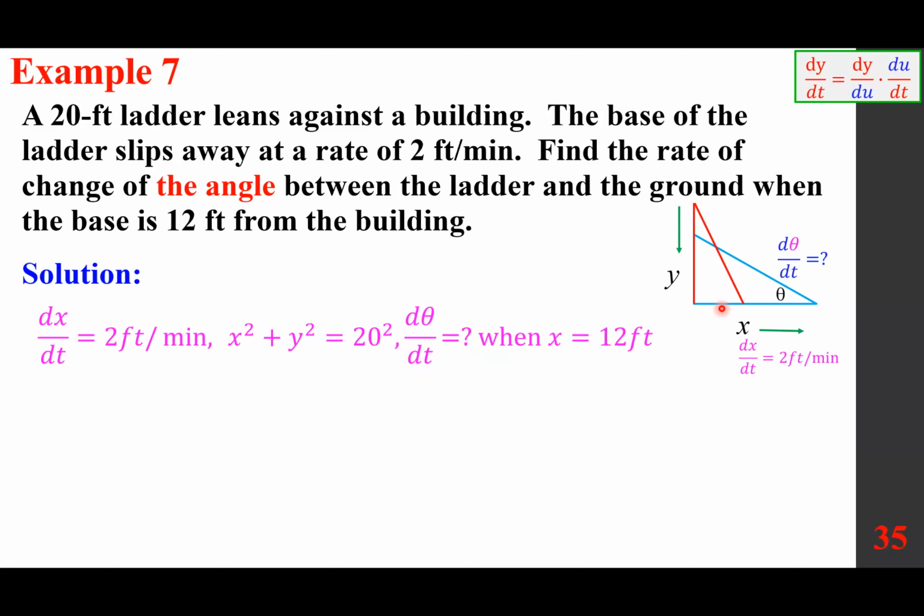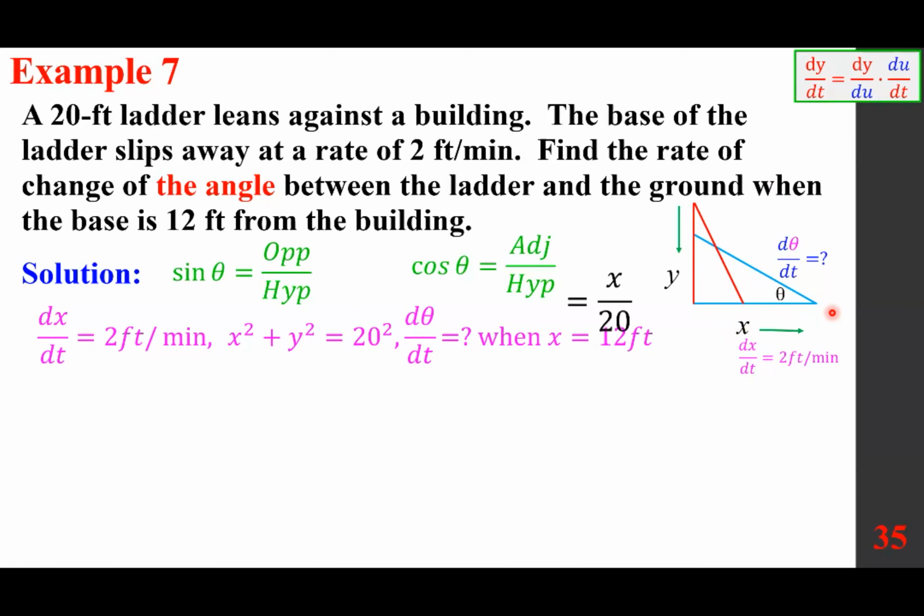We are dealing with a right triangle, and the sine is the opposite over the hypotenuse, and the cosine is the adjacent over the hypotenuse. We should know that. And since we have dx dt, then we're going to use the x, and we're going to say cosine theta is x divided by 20. We're going to use this formula.